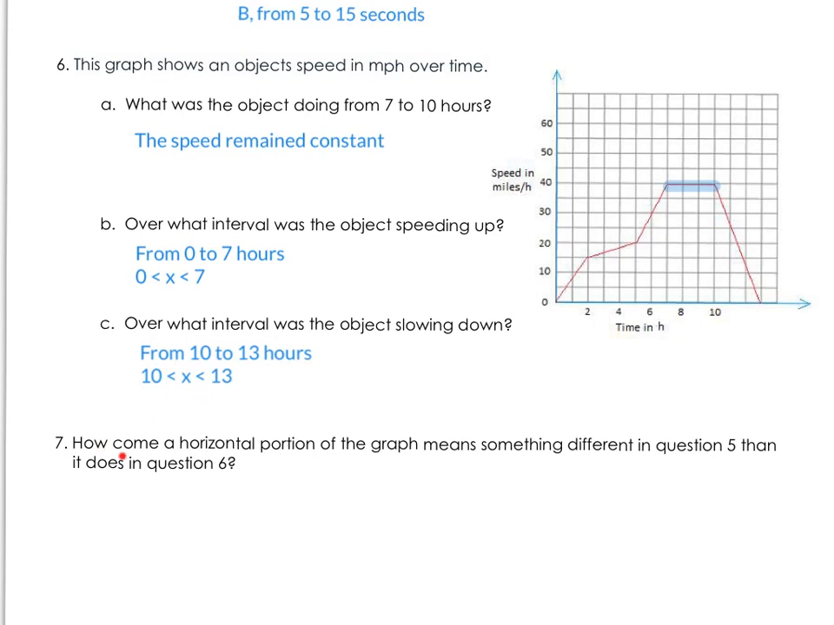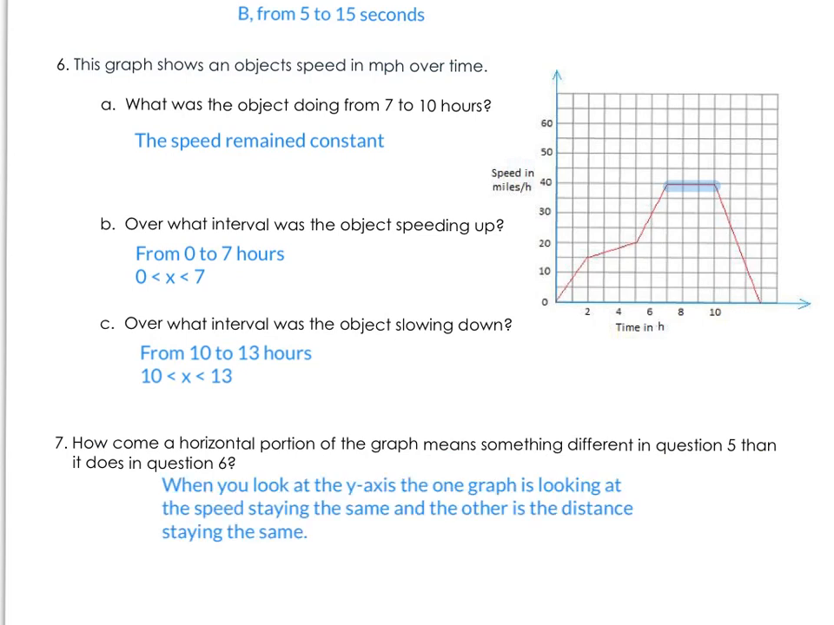How come the horizontal portion of the graph means something different in question 5 than it does in question 6? We already talked about this. It's because when you look at the y-axis, the one graph is looking at the speed staying the same and the other is the distance staying the same. So you always need to look at the y-axis to determine what they're talking about and answer those questions correctly.